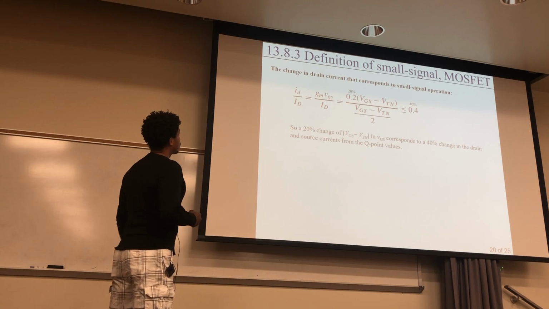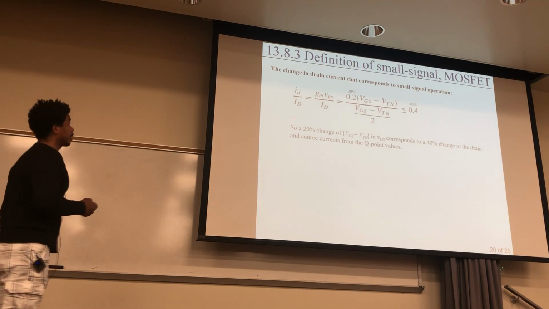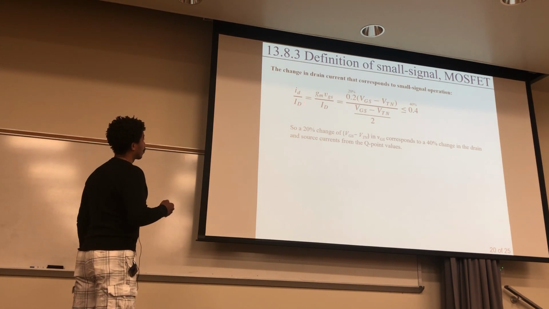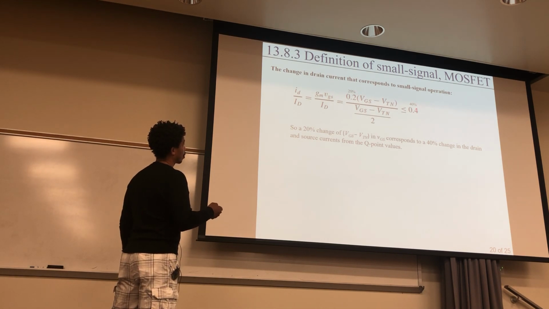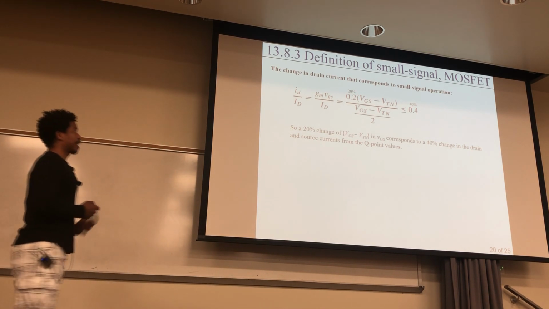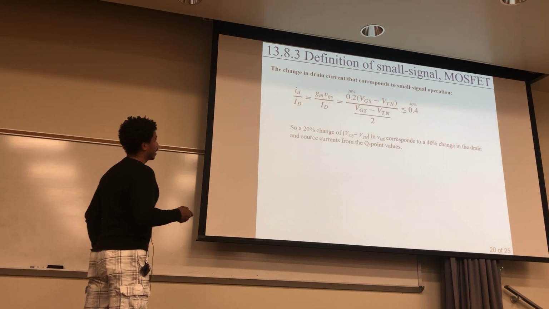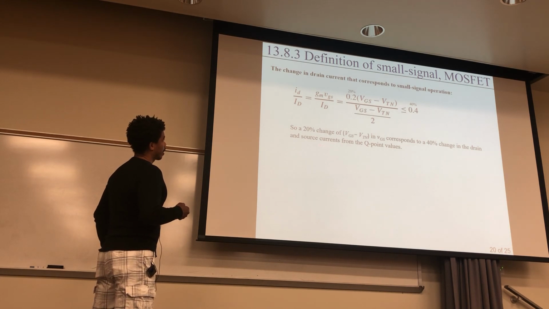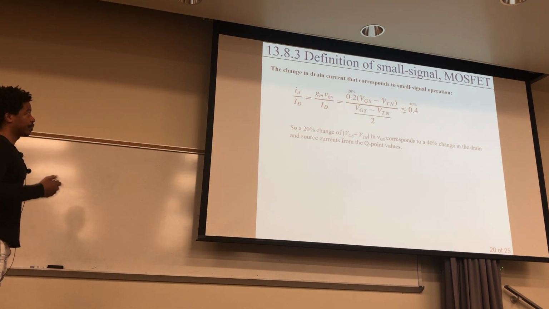In terms of looking at the change in drain current that corresponds to small signal operation, the small signal over the DC is gm VGS over ID. So that's like 20%, and this is like 40% right here. What this really means is that a 20% change in this VGS corresponds to a 40% change in the drain current from the Q point. And we did the same thing with the BJTs as well.